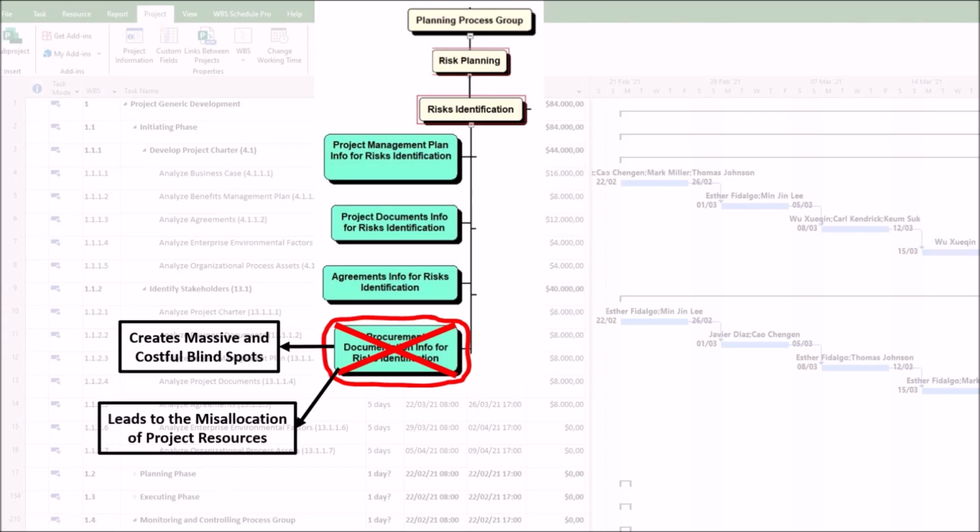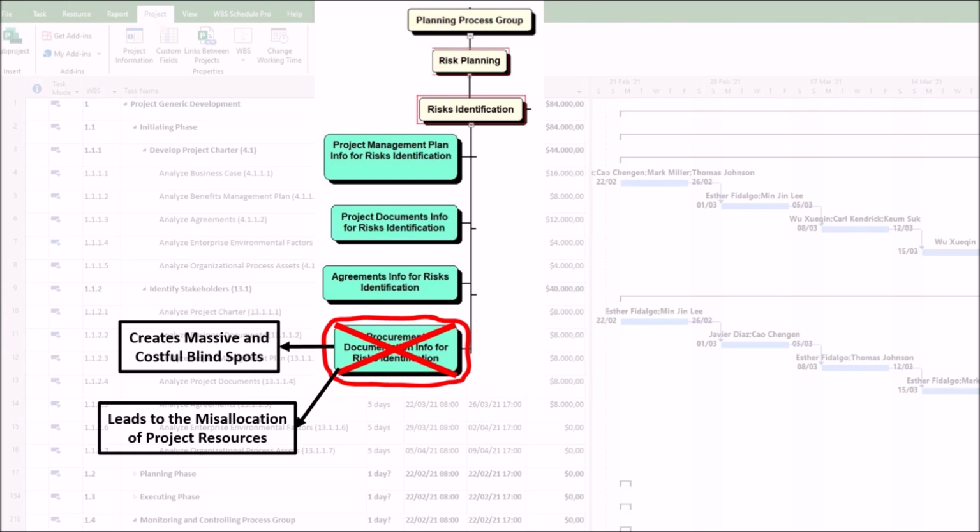2. It leads to the misallocation of project resources. The team focuses on the wrong risks, wasting time and effort on minor internal issues while ignoring the major external ones. It is like fighting fires with a water pistol.